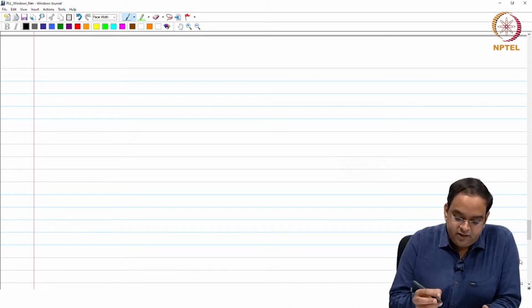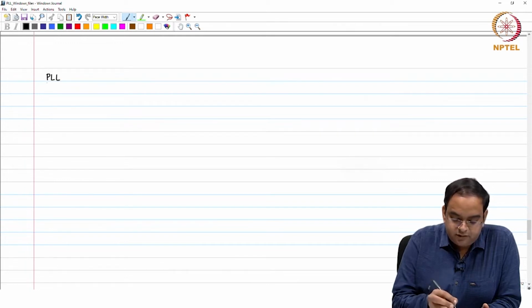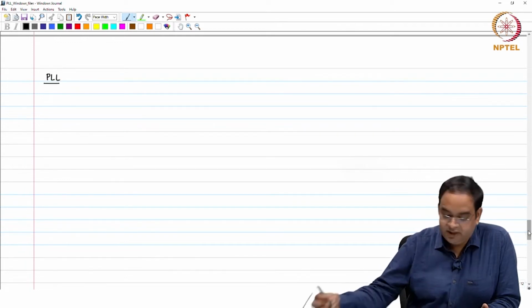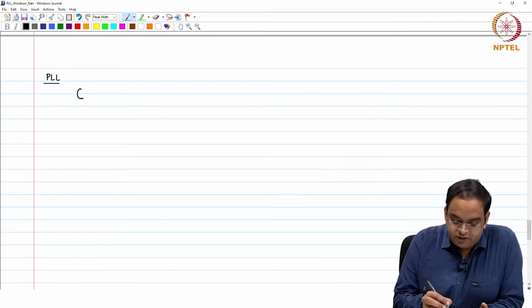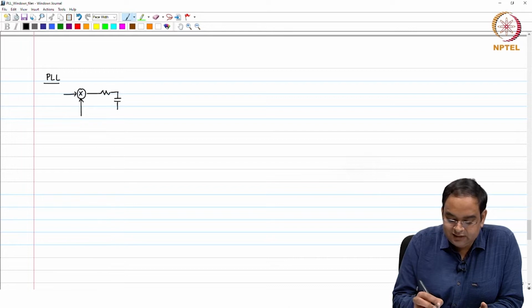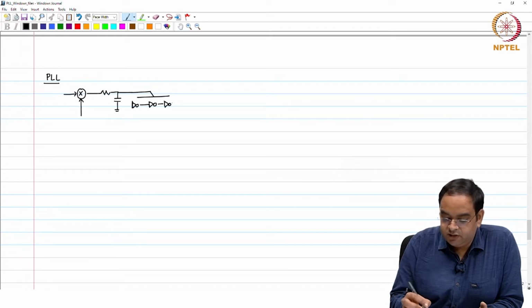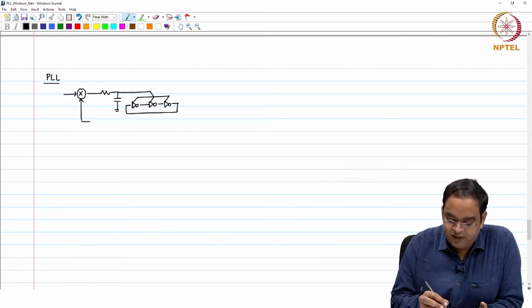Previously, we have seen the simple implementation of the PLL circuit. To recollect, the simple implementation was with the help of a mixer, a simple low pass RC filter followed by an oscillator. This is what we saw earlier, and at the end of the last session we found the small signal block diagram for the simple implementation.